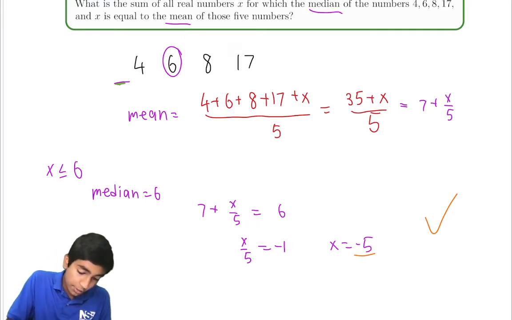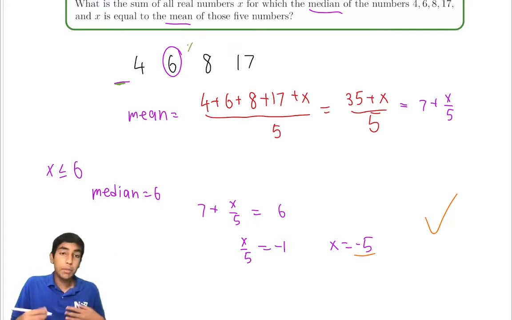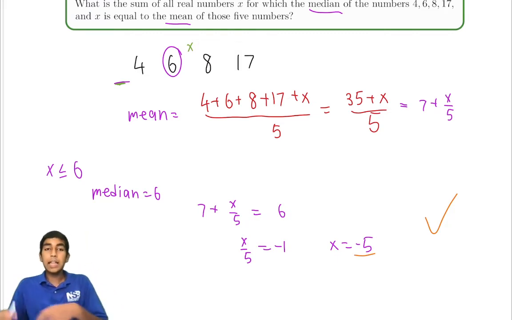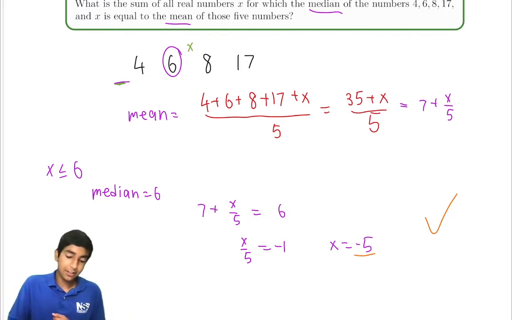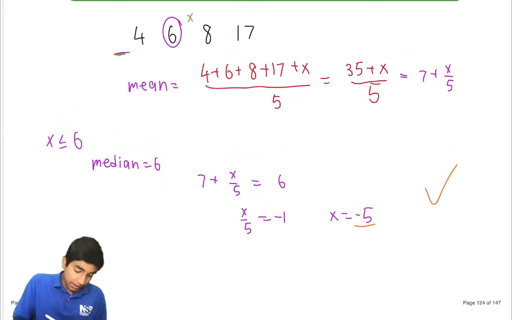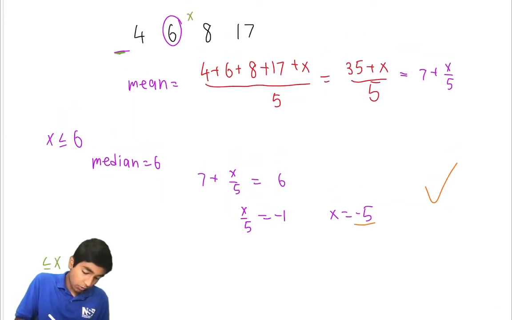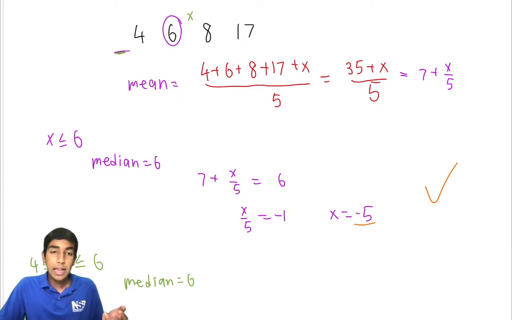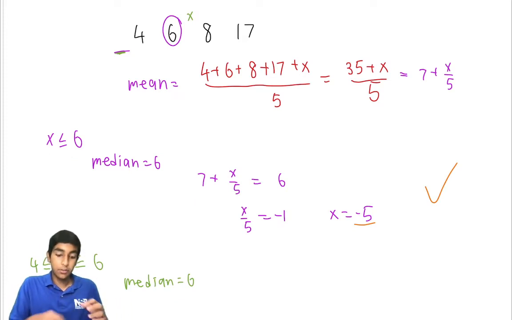Well, if x is more than 6 and less than 8, then it will be the third term. Why? Because 4 and 6 are less than it, 8 and 17 are greater than it. So if x is greater than or equal to 4 and less than or equal to 6, then x is the median. Now, you might be wondering why I put less than or equal to 6 in both of these cases. Well, the truth is, 6 is kind of like the intersection point.